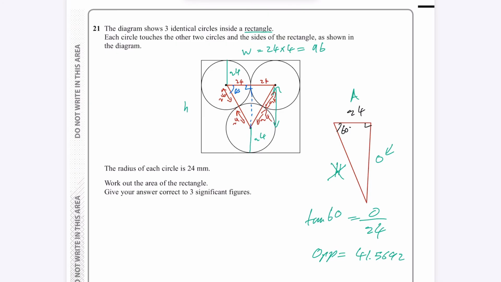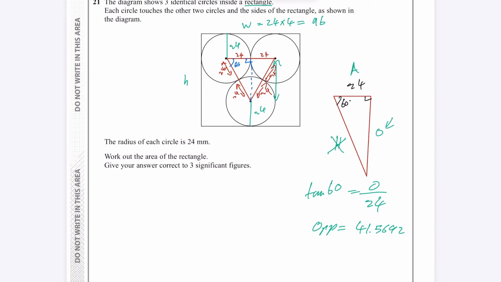41.5692. And again, always sense check your answers. And what I mean by sense check is, does that seem reasonable? Yeah, it does, because I said the distance from there to there is 24 plus 24, which is 48. And that was with some overlap. So if that's 48, it must be less than 48. And that answer we've gotten is less than 48. And so that seems reasonable.